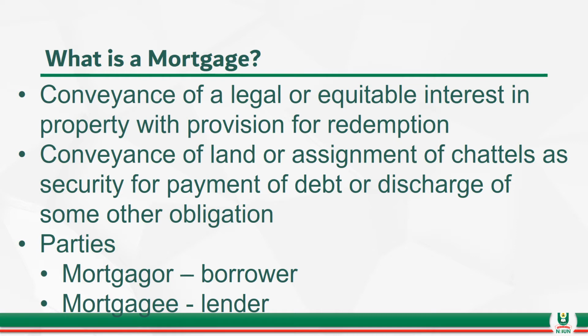So in essence, a mortgage involves the conveyance of title over land by a borrower to a lender as security for a loan, right? And upon payment of the loan, the mortgage can be redeemed, meaning the land will go back to the borrower. The parties to a mortgage are the mortgagor, who is the borrower, and the mortgagee, who is the lender.